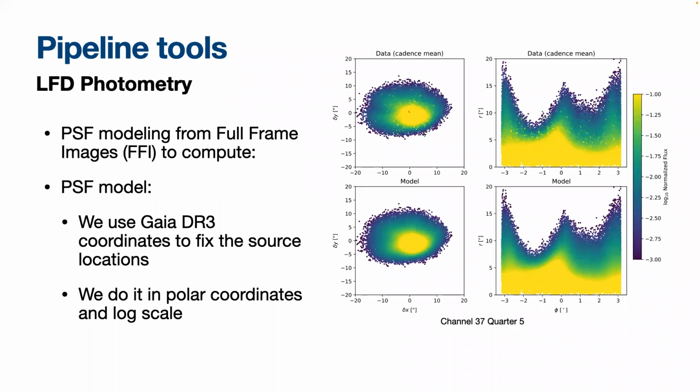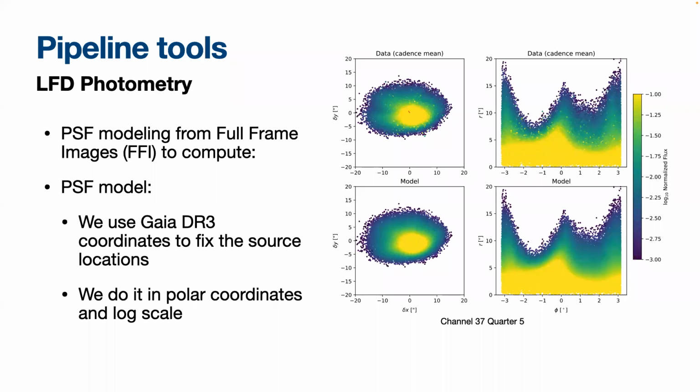In the top row, I'm showing the data, and in the bottom row, I'm showing the model, in polar coordinates on the right-hand side and Cartesian on the left side. And each point in this plot corresponds to a pixel that is contributing flux to its closest source. So that's how we build this model. We can see for this example, this is channel 37.